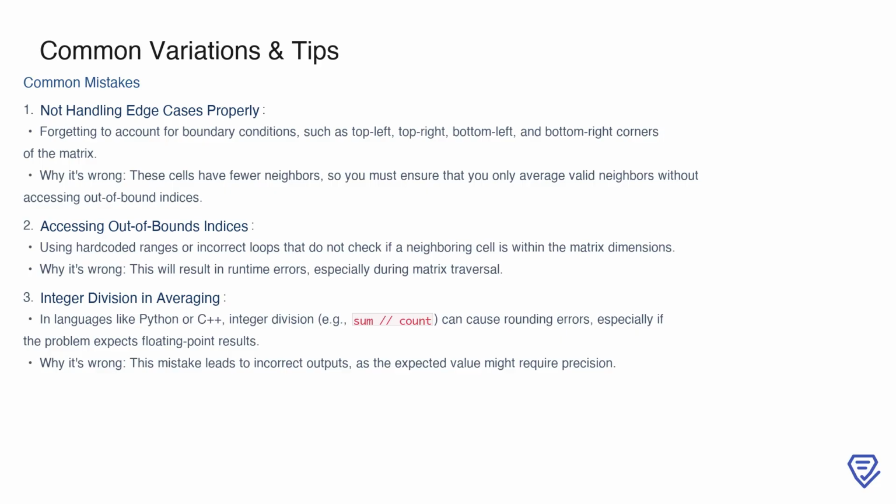Lastly, integer division can also trip people up. In languages like Python or C++, using integer division, such as sum // count, might introduce rounding errors, especially if the problem expects floating point results. This can lead to incorrect outputs, as precision is often crucial when calculating averages. Always ensure you're using the correct division type based on the expected output format.